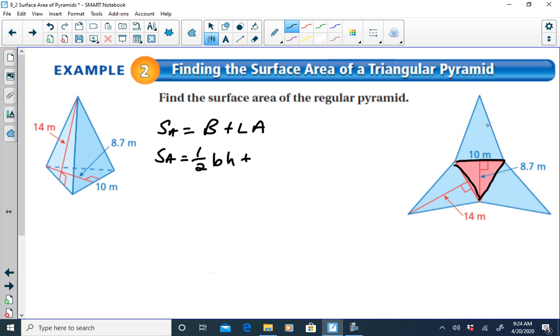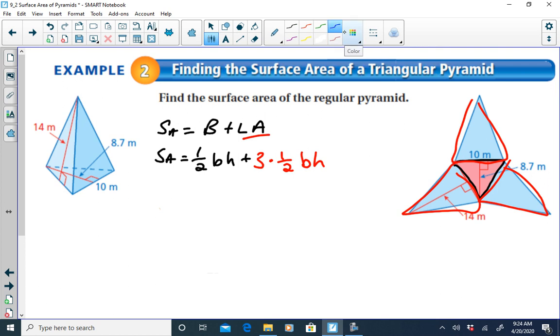Well, the lateral area has how many triangles here? It has 1 triangle, right? 2 triangles. It has 3 triangles, right? Here's 1, here's 2, here's 3. The lateral area would be 3 triangles, so that's going to be 3 times 1/2 base times height for my lateral area. Right, so my lateral area is here in red, my base area is going to be here in black. And now we just have to make sure we punch in the numbers correctly. So the surface area is going to be equal to 1/2.